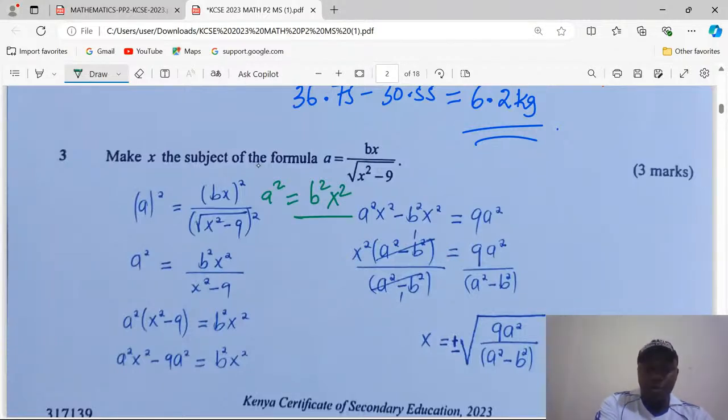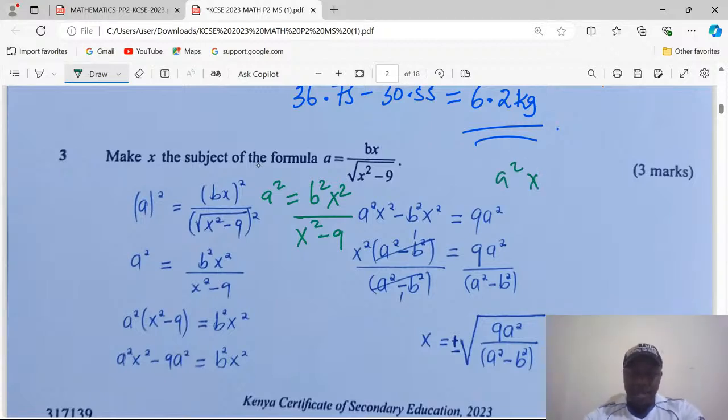Then we divide by the denominator. When you square the denominator, the square root sign disappears and it will be x squared minus 9. So with that, let's cross multiply. When you cross multiply, you shall have a squared x squared minus 9a squared equals b squared x squared.